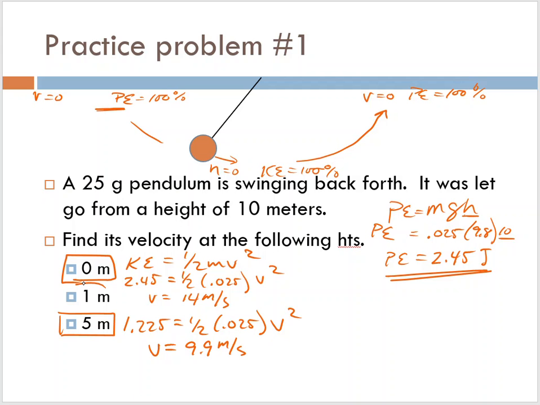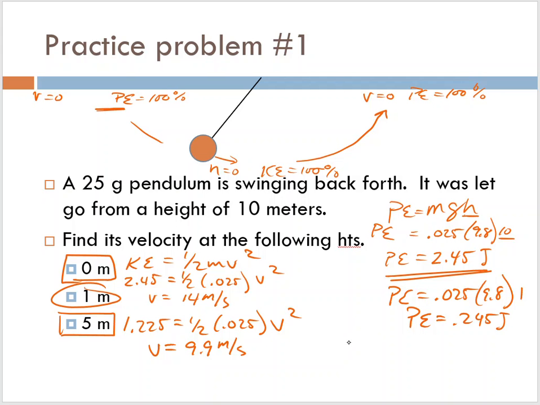Now let's do the last one, 1 meter. I'm going to do this by finding out how much potential energy is left. Well, the potential energy is going to be 0.025 times 9.8 times 1. We find out that it still has 0.245 joules of potential energy.